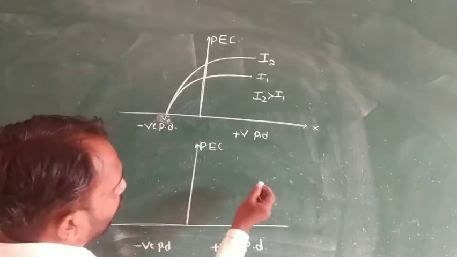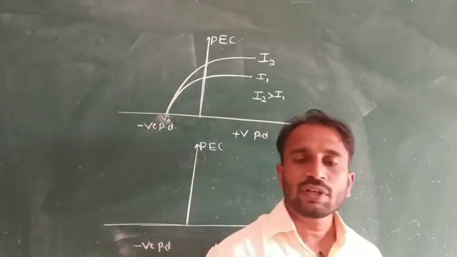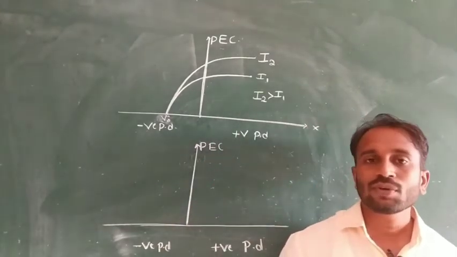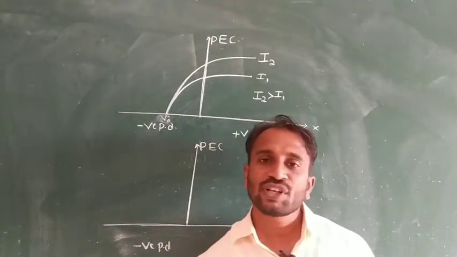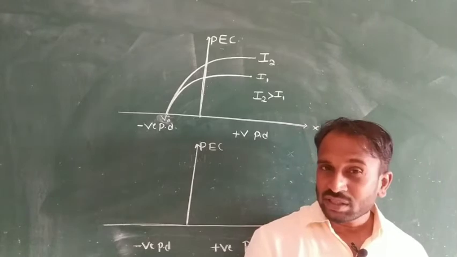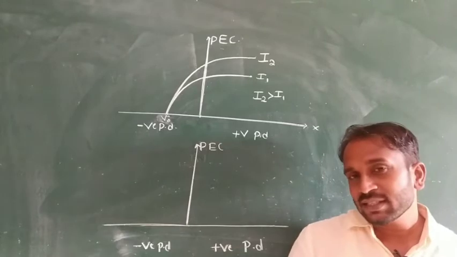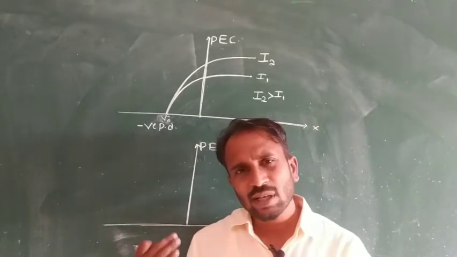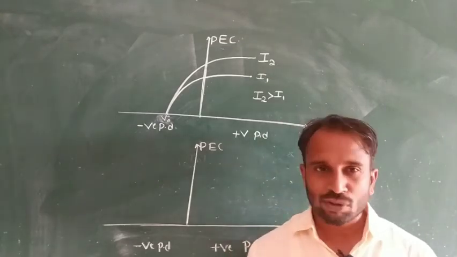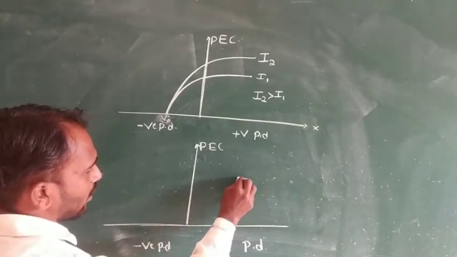Whenever we consider different frequencies of light, the saturation photoelectric current becomes the same. Why? Because when frequency increases, the kinetic energy of the photoelectron increases, but when intensity increases, the number of photoelectrons produced increases. So intensity is directly proportional to the photoelectric current, but frequency is directly proportional to the kinetic energy of a photoelectron.